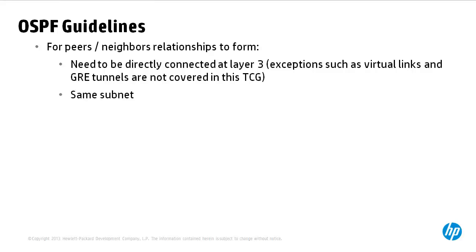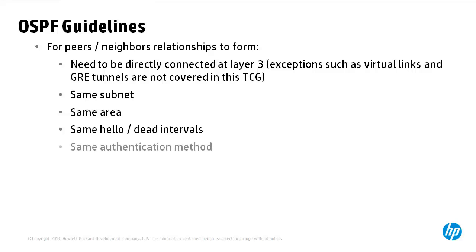The routers have to be in the same subnet, using the same mask. They need to be configured in the same area. Hello and dead intervals need to be configured the same. The authentication method, either no authentication, clear text, or MD5 authentication, needs to be configured on both routers, and the same authentication information, such as the password, needs to be the same. In addition, the stub flag needs to be set on both sides. In other words, if the area is configured as a stub or totally stubby area, all the routers in that area need to have that configuration set. Otherwise, neighbor or peer relationships will not form.